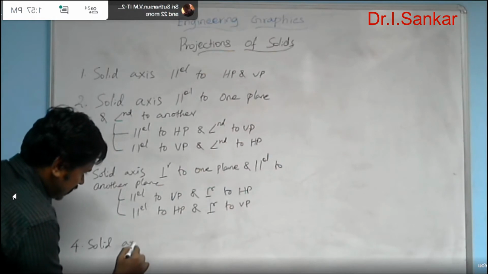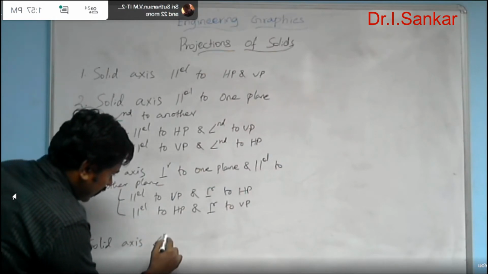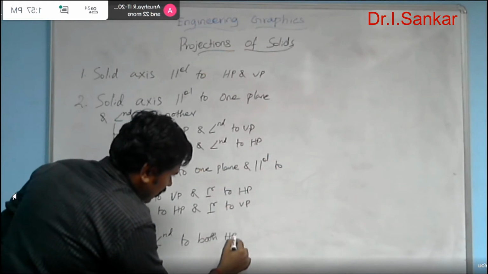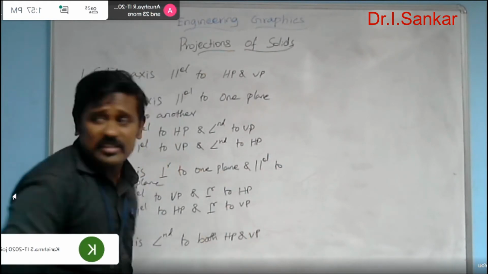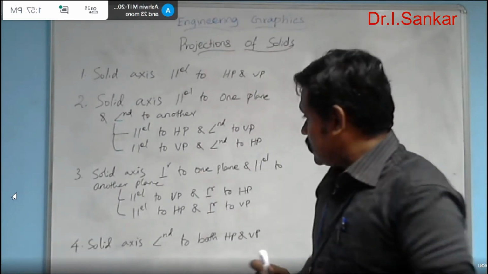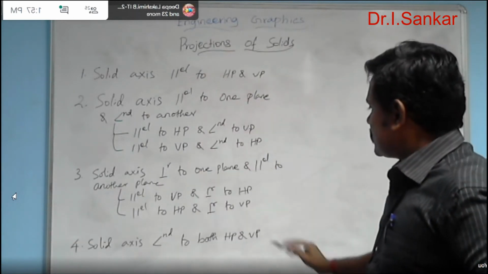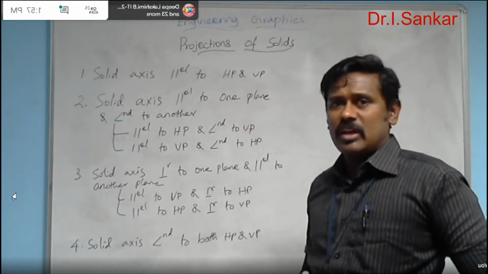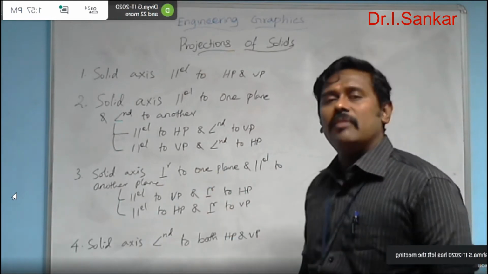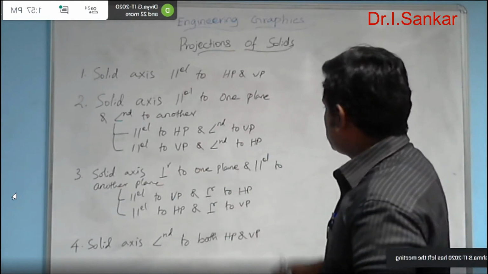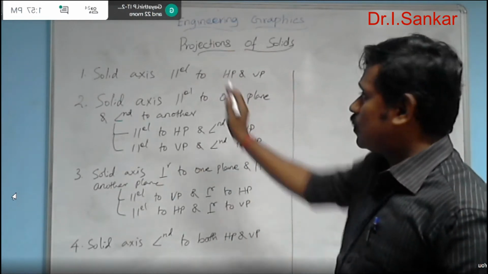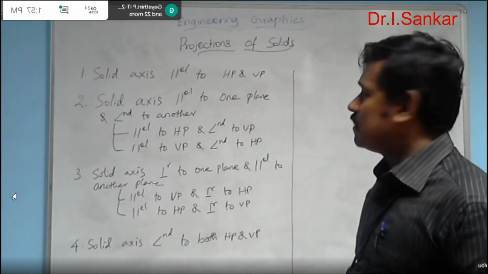solid axis inclined to both HP and VP. This is the last case. I think it's visible on the board. Yeah. So these four cases are possible in the case of a solid's position with respect to the horizontal plane and vertical plane. First we can see one by one how the solid will look in a particular case. Thereafter we can go for solving the problem.